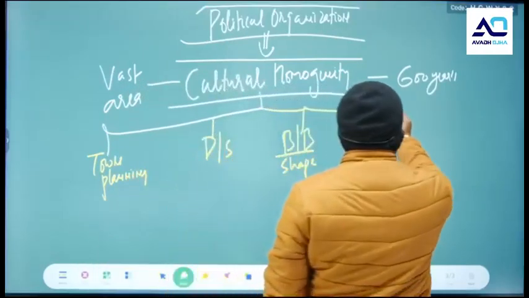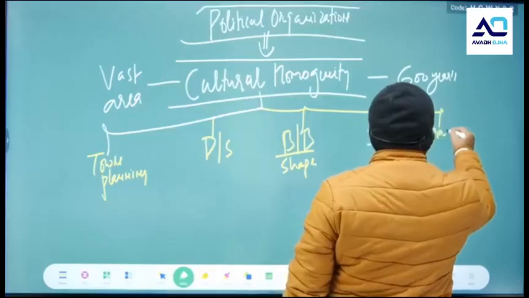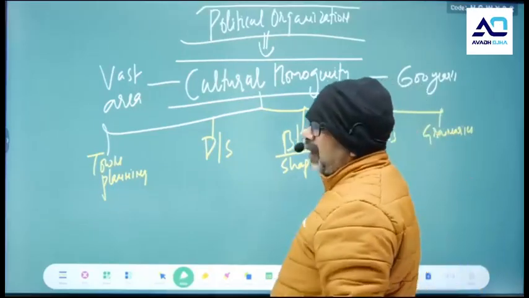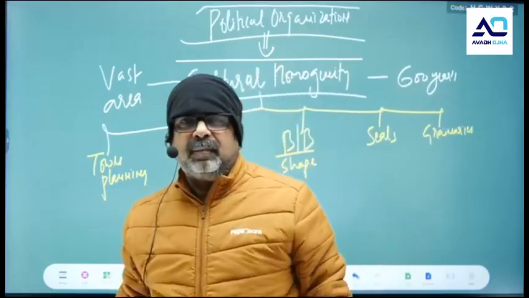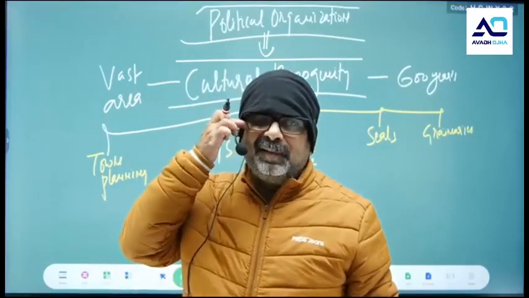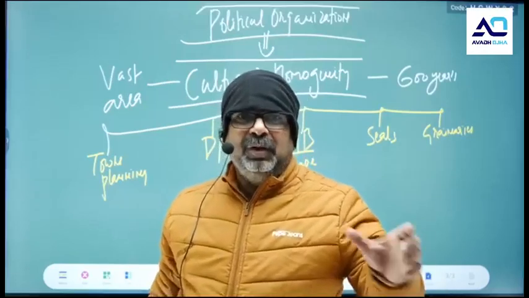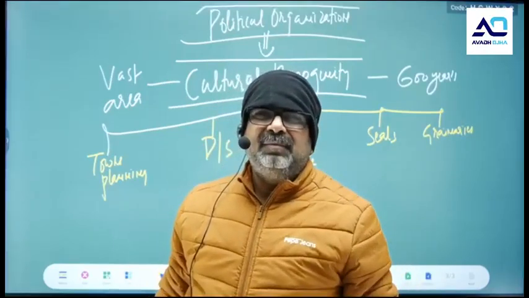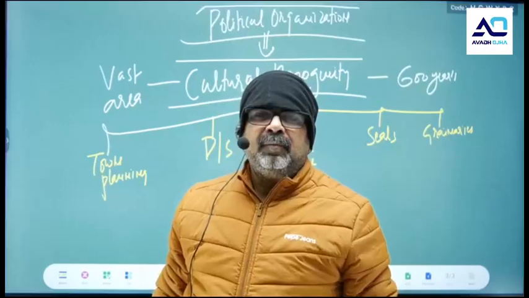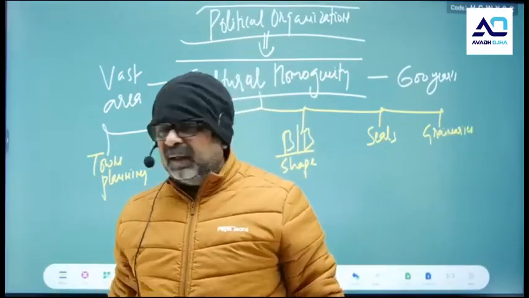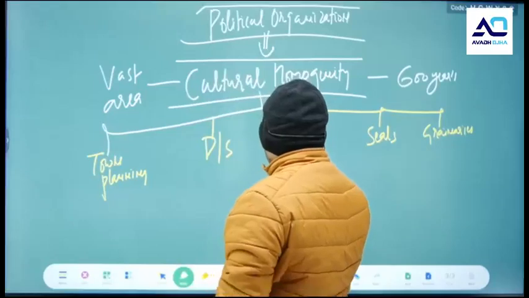Granaries found in almost all the major cities: Harappa, Mohenjo-daro, Kalibanga, Lothal. Cultural homogeneity, town planning. Harappa and Mohenjo-daro are 600 kilometers apart. Town planning, structures are the same, parameters are the same. This cultural homogeneity, this is what NCERT says.